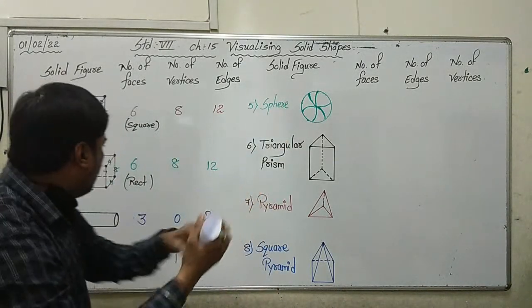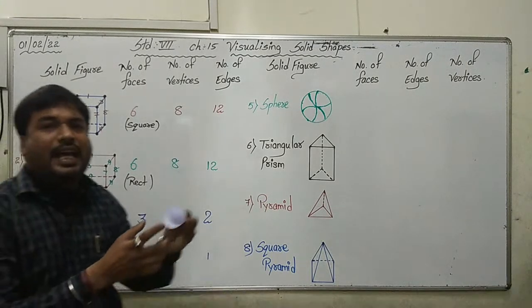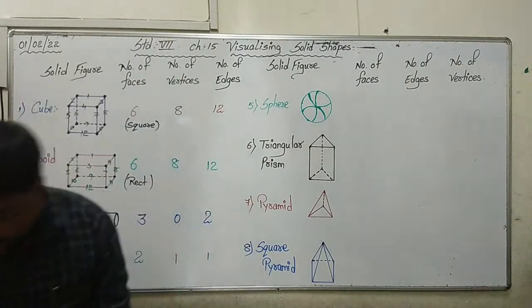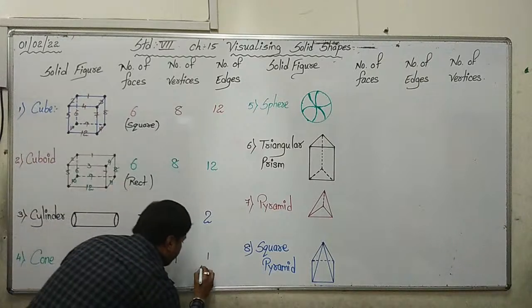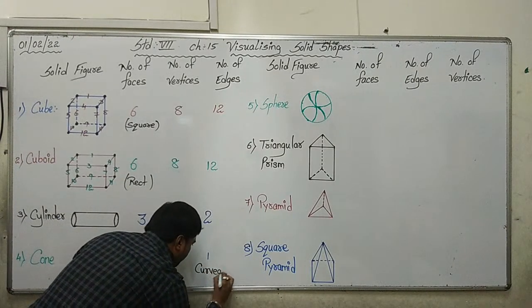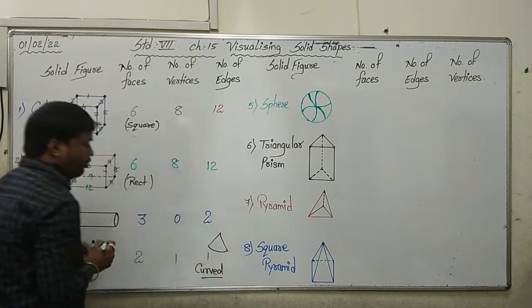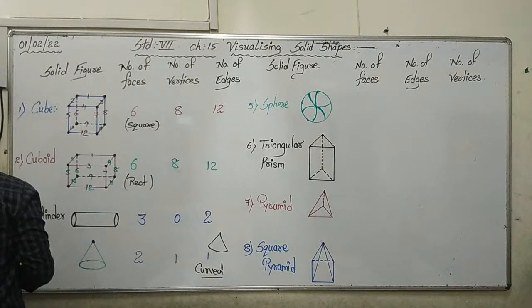That's why it has only one curved edge. How many edges does it have? It has one curved edge, that's all. That is the point. Are you getting my points?